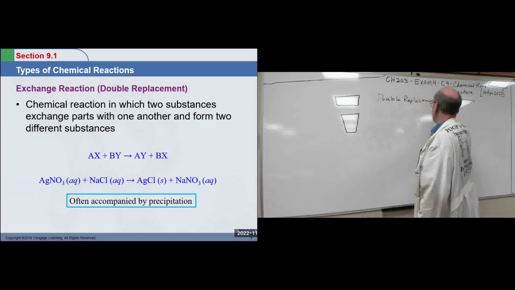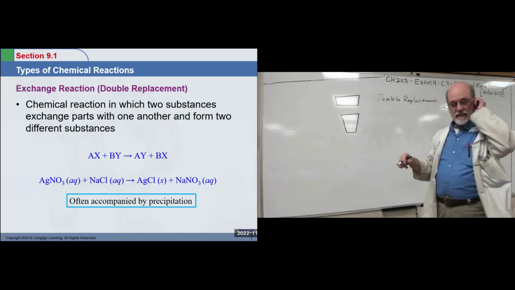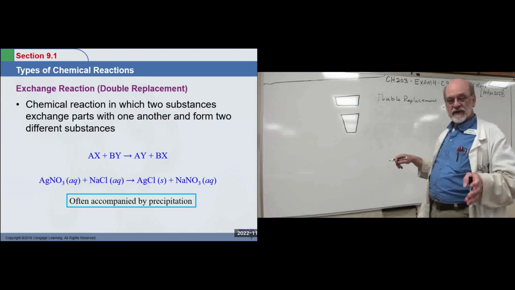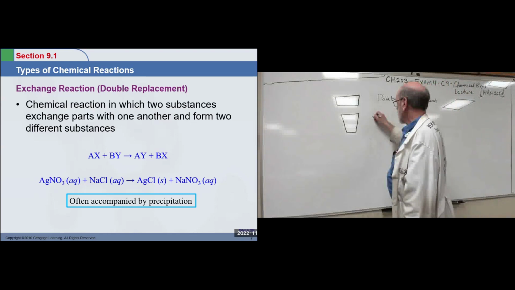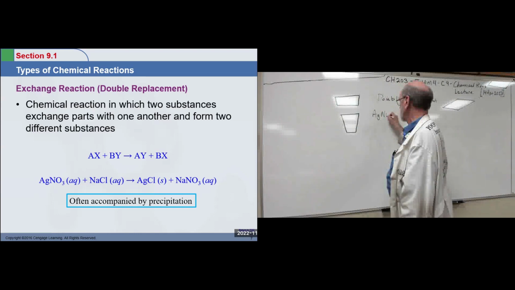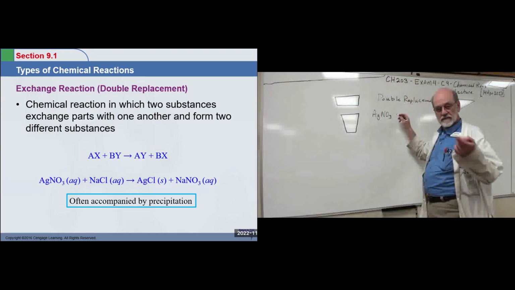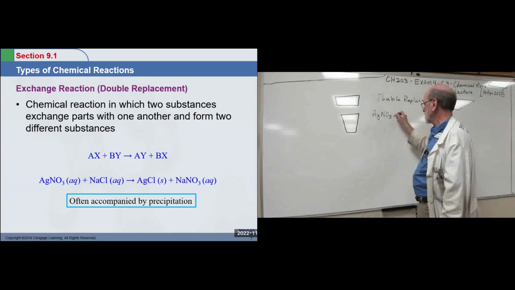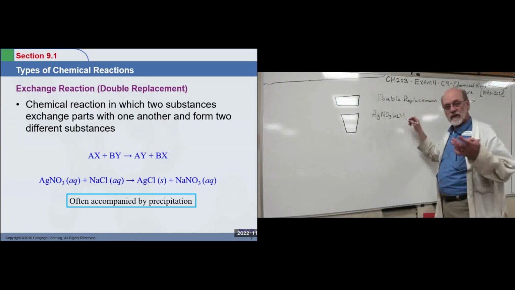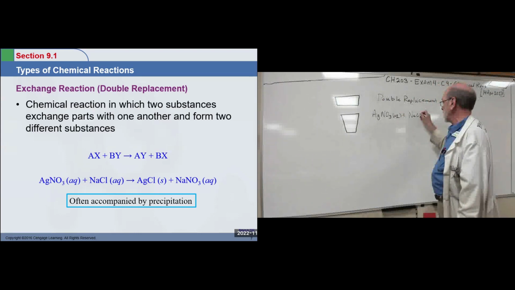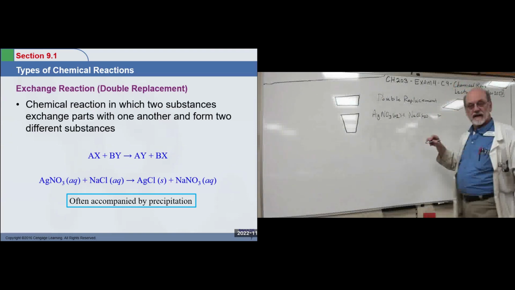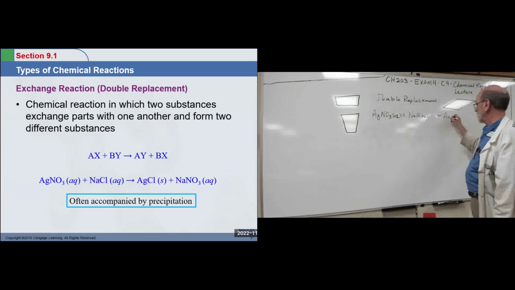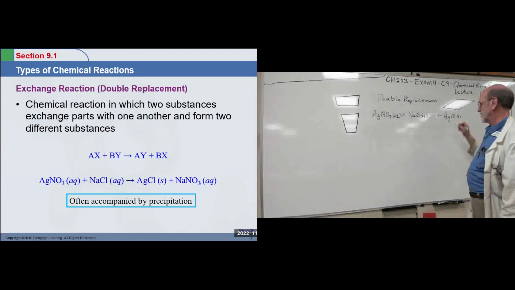It's more descriptive. And I'm going to use their example here rather than just write out A, B, C, and X, Y, Z. So we have silver nitrate in aqueous solution, and then we combine that with sodium chloride in aqueous solution. And it forms a solid, right?